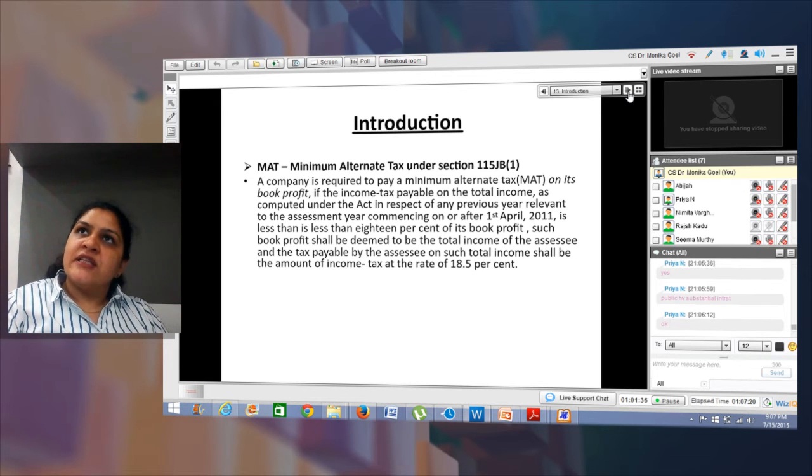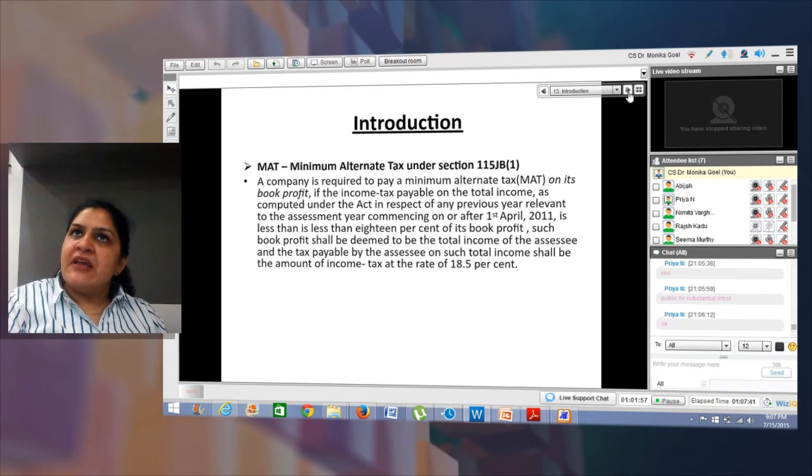But if the amount of tax when calculated at the rate of 30%, which is your regular tax, is less than 18.5% of the book profits, in that situation, the company has to pay whichever is higher. So in that situation, the company has to pay 18.5% of the book profit.